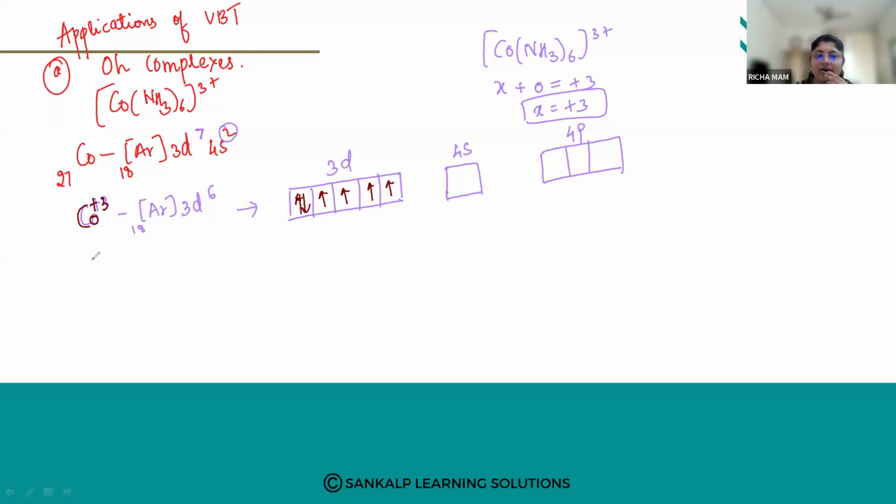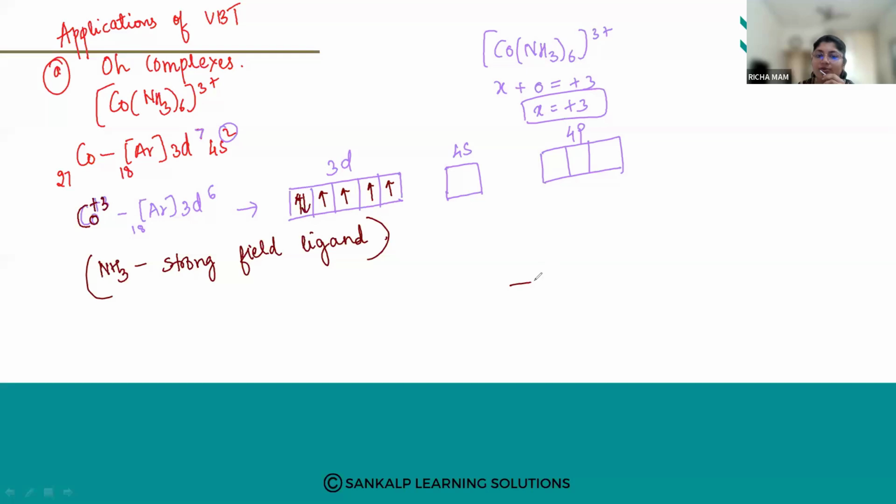Now, under the influence of ammonia. Ammonia is a strong field ligand. There is something called a strong field ligand and something called a weak field ligand. Ammonia comes under strong field ligand. So when cobalt comes under the influence of ammonia, which is a strong field ligand, what will happen?